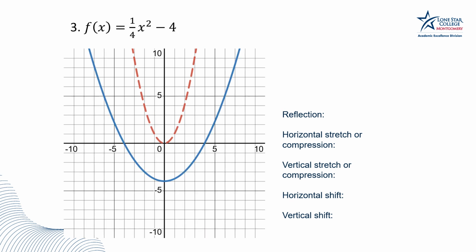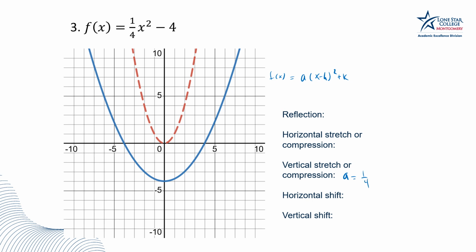For this example, we have f of x equals 1/4 x squared minus 4. Now this right here would actually be a vertical compression. The reason it's a compression and not a stretch is because the a value, the value in front of the x squared, is less than 1. If you have a(x minus h) squared plus k, let's say that's our standard form of a quadratic, if the a is less than 1, it's considered a compression. And because the a is on the outside, it's considered a vertical compression. So our a value here would be 1/4.